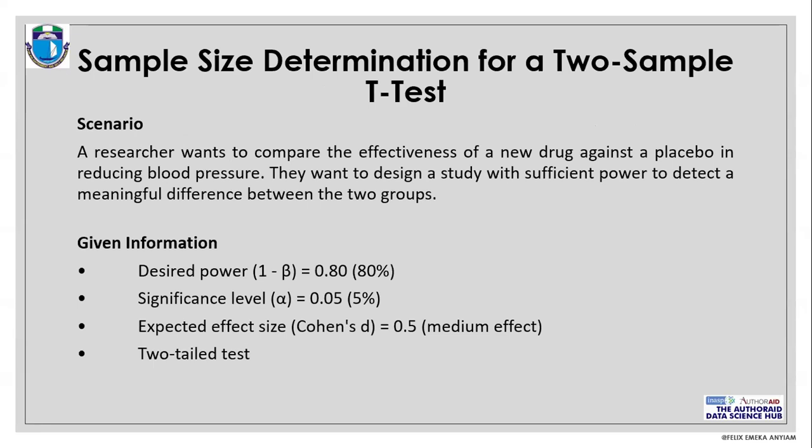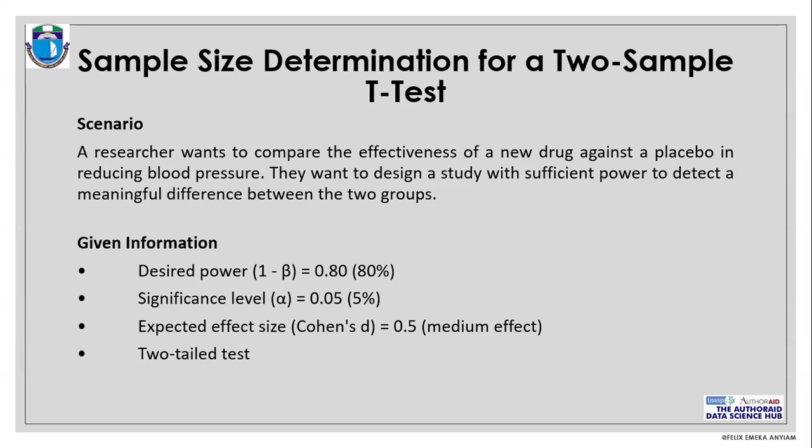Now, this is the first scenario. Imagine a researcher wants to compare the effectiveness of a new drug against a placebo in reducing blood pressure. So they would be looking at the mean blood pressure before the person took the drug and after the person took the drug. So they want to carry out a study where they will have placebo and the new drug that they want to test. For hypertensive patients, they will give them the new drug, and for the placebo, they will give them something else, maybe the standard drug, you know?